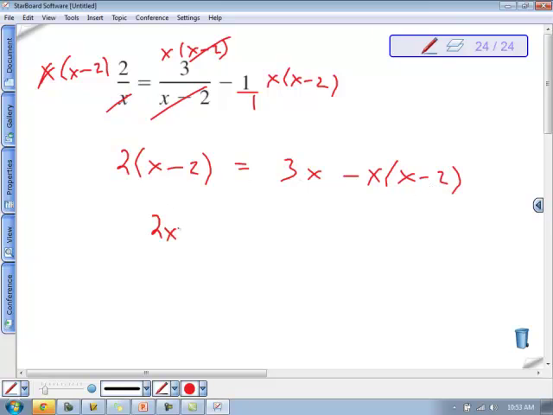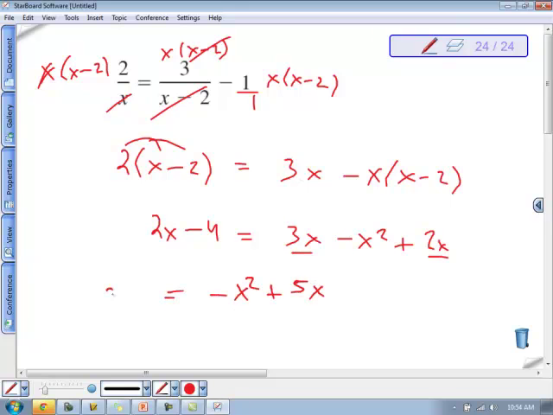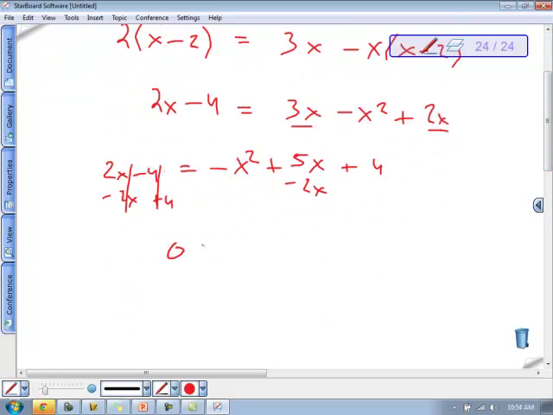Get it in standard form, so distribute the 2 to both terms. Minus 4 equals 3x minus x squared plus 2x if you distribute the negative x to both of these. Now to get it in standard form, I'm going to add the 2x and 3x to get 5x. So I'm going to put the negative x squared first on the right side here. And then I'm going to subtract 2x from both sides and add 4 to both sides. Okay? So this would give me 0 equals negative x squared plus 3x plus 4.